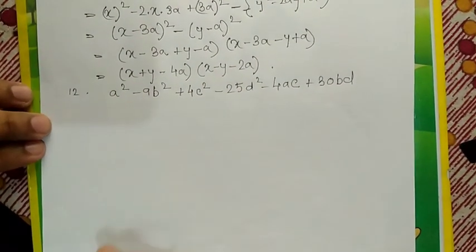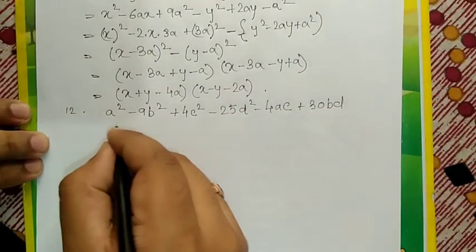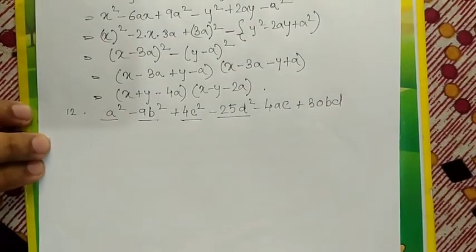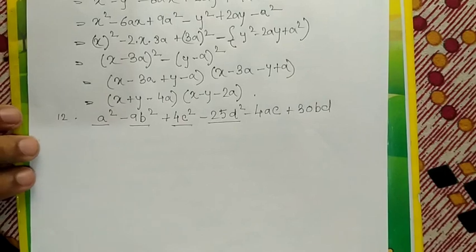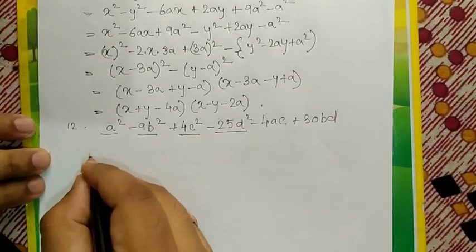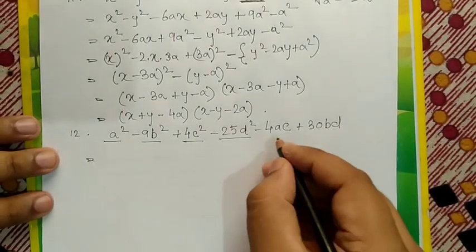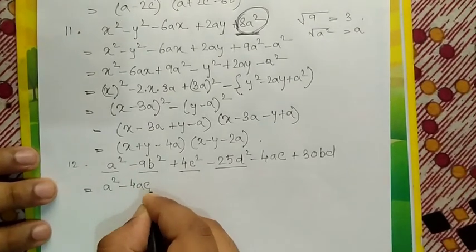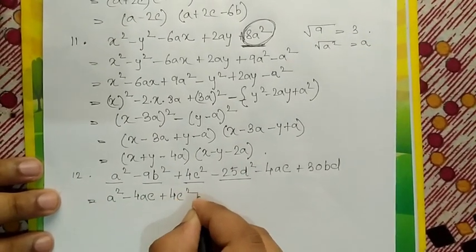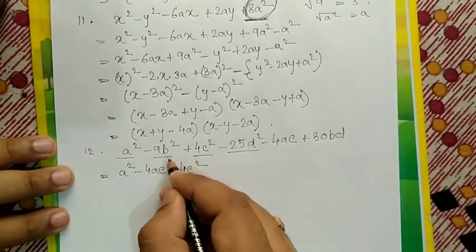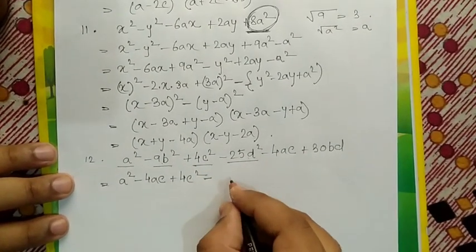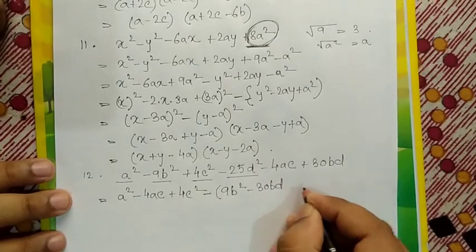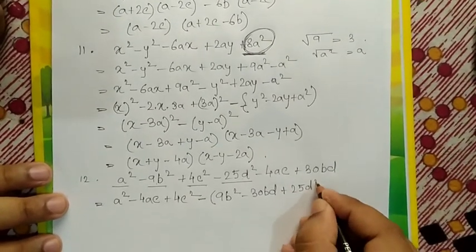This is sum number 12. Now you can see in this sum, this one, this one, this one and this one are square terms, and we can take the square root of these terms, so therefore we don't need to put it in some other way. Now first of all we rearrange these values. Here is 4ac, so therefore first term should be a square minus 4ac plus 4c square. After that this one and this one, these two are minus, so therefore we take common as minus. After that 9b square minus 30bd plus 25d square.